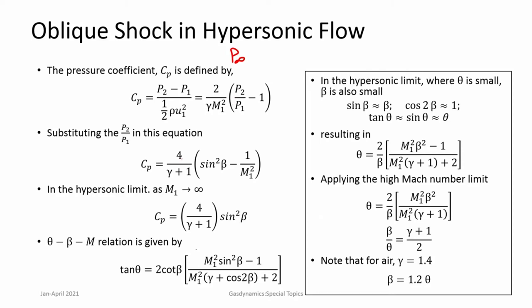So in this equation, we can apply P2 by P1 that we just obtained from the previous considerations. Then we get the equation 4 by gamma plus 1 (sine square beta minus 1 by M square). For M square going to large values, this becomes 4 by gamma plus 1 sine square beta. So again, you can see that for the coefficient of pressure also, explicit dependence on Mach number is removed here.